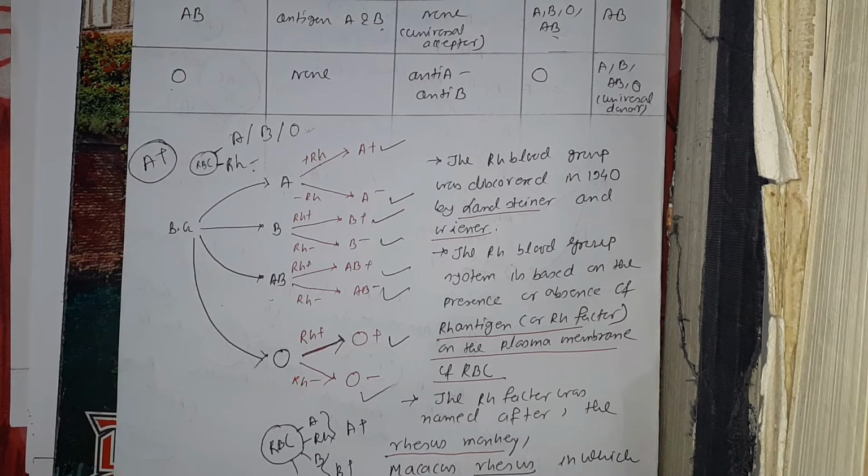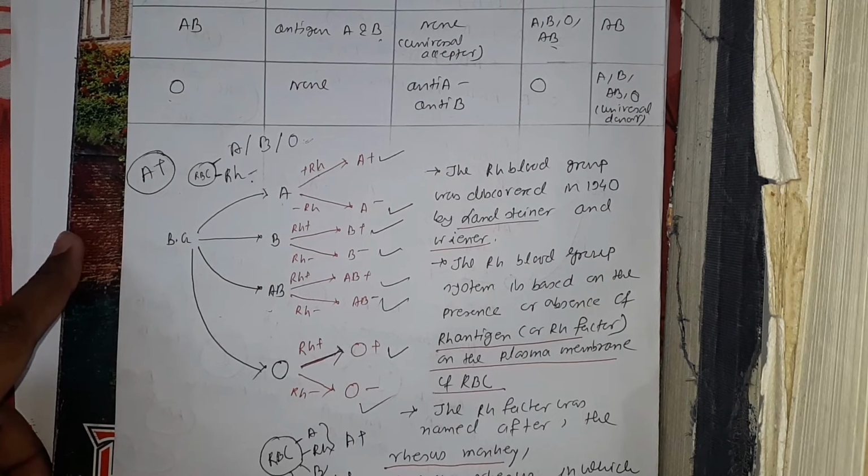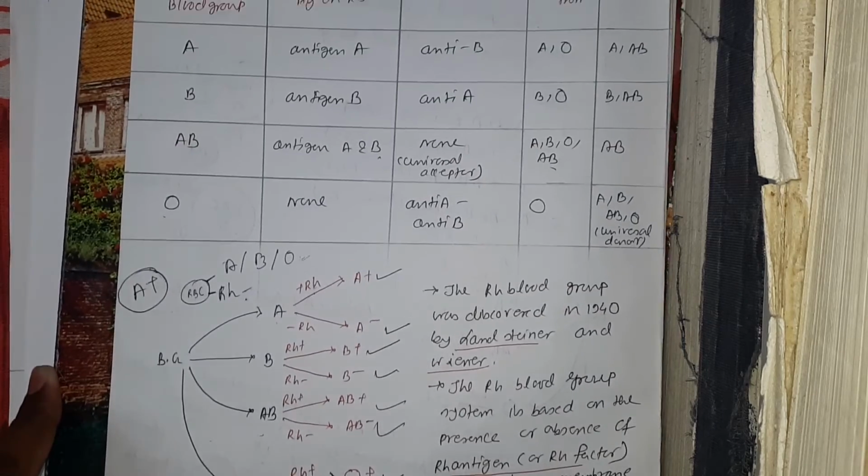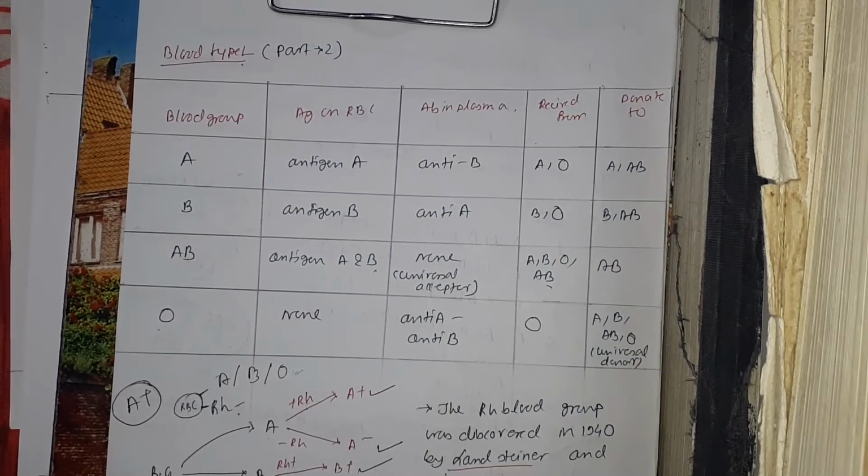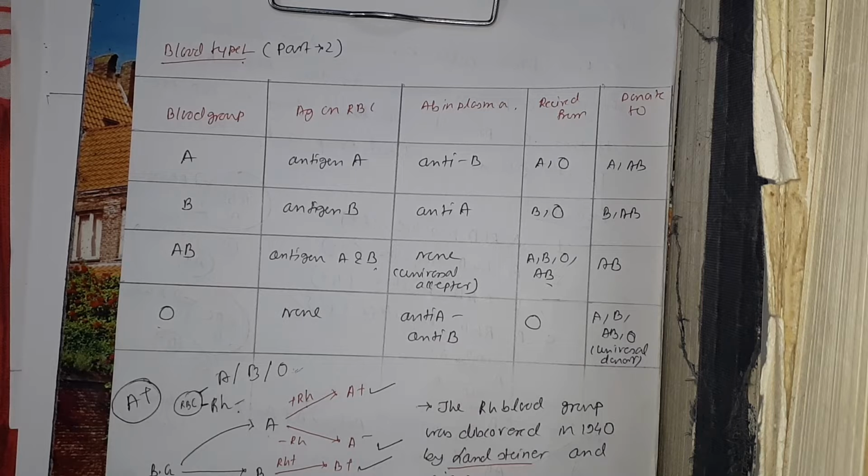And on the basis of the type of antigen present on RBC, the opposite type of antibody must be present in blood plasma. Suppose if A antigen is present on RBC, then blood plasma must have B antibody, right? If B antigen is present on RBC, then blood plasma must have A antibody. Okay, and that is the reason why you do not inject a blood group A individual's blood into a blood group B containing individual's blood.